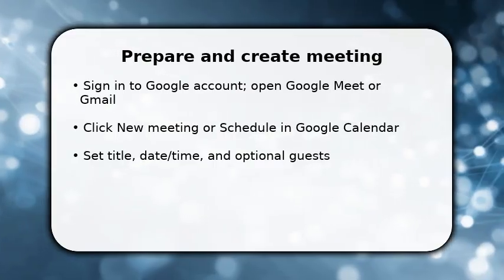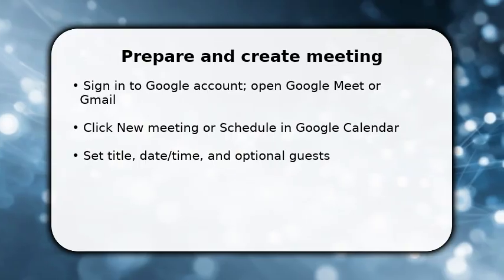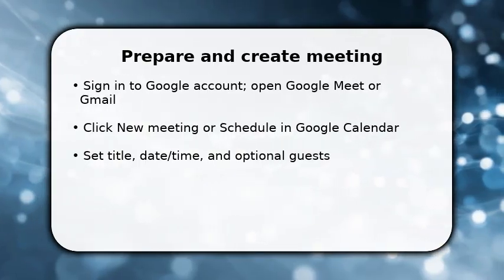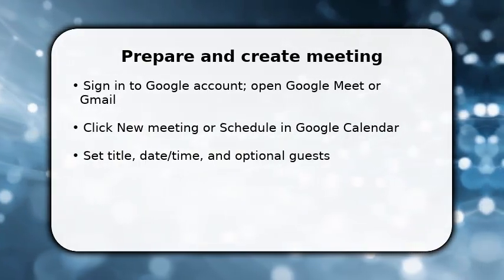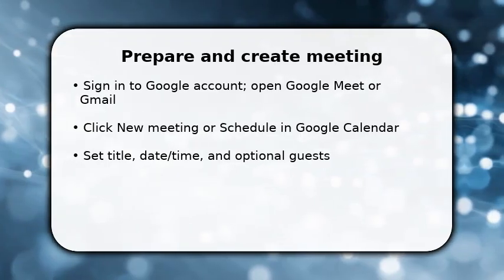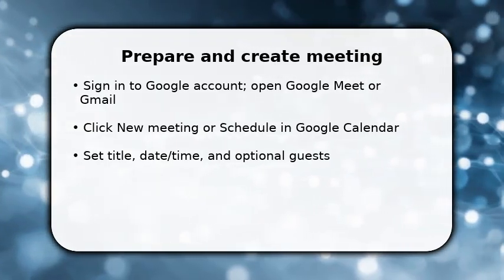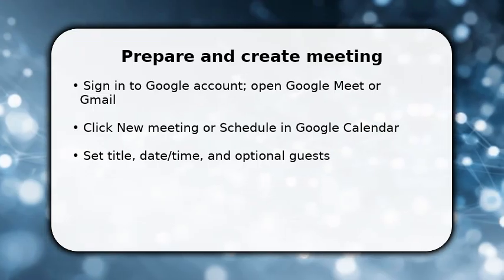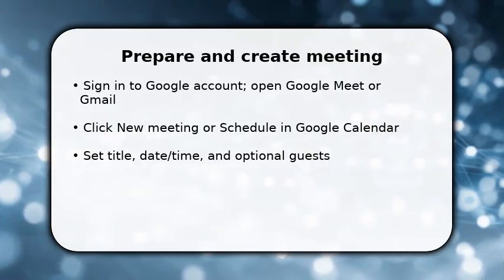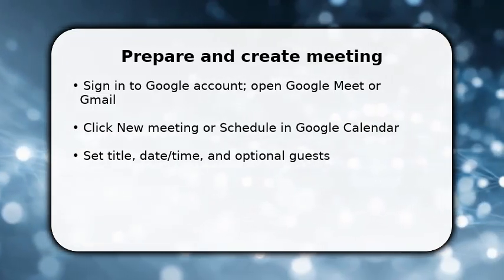You start by signing into your Google account and opening Google Meet or Google Calendar to schedule. Once signed in, click New Meeting or choose Schedule in Calendar, because scheduling adds a persistent link. Make sure to name the meeting and pick the correct date and time. This creates the meeting ID and shareable link.